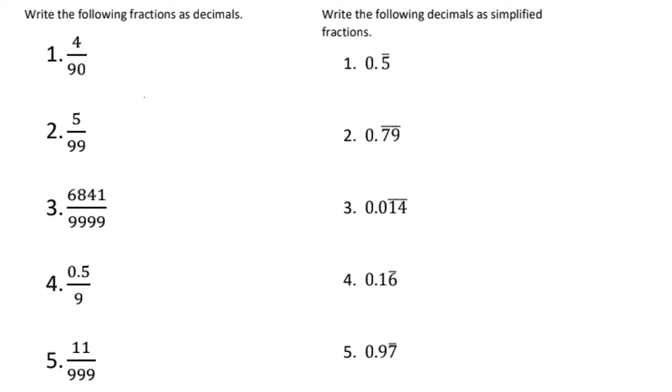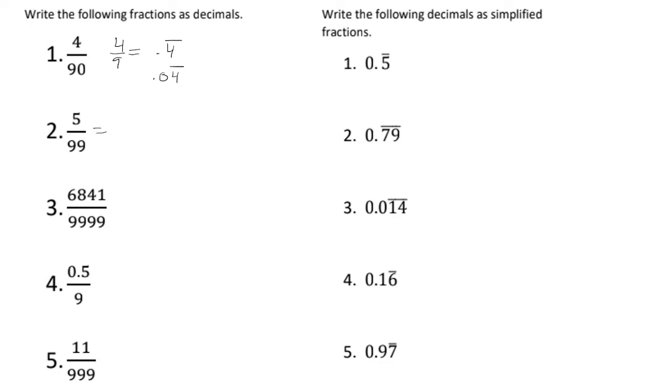We want to write the following fractions as decimals. First, if I were to write 4 over 9 as a decimal, that'll be 0.4 repeating. But because there's a 0 here, I'm going to have to shift this decimal over by 1. So this will be 0.04 repeating.